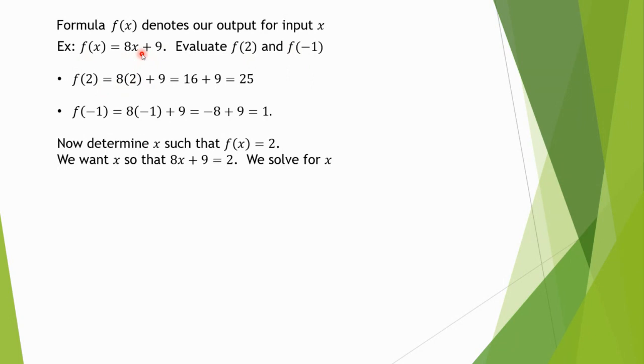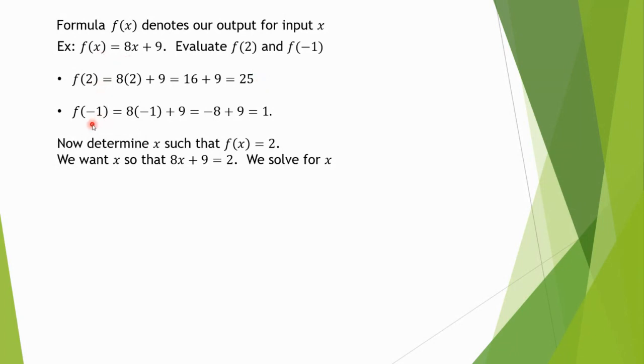So we replace x by 2 and we evaluate it. Doing so, what do we get? Well, 8 times 2 we know is 16. Then we're adding 9. So we have 8 times 2 plus 9, which is 16 plus 9, which is 25. So this is saying that f of 2 is 25. So when x is 2, we get 25 back.